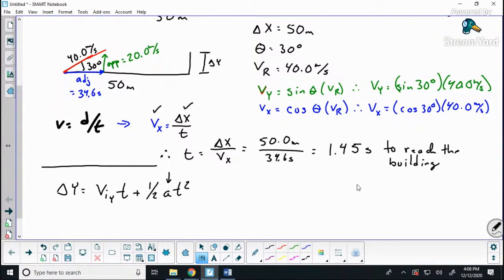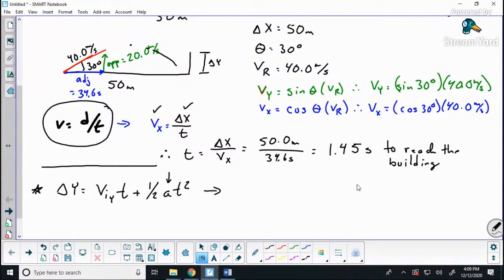I cannot go back to velocity as distance per time and rearrange for distance in the y, because if I took this equation and tried to apply it in the y-axis, it doesn't take into account acceleration due to gravity, slowing that water down to a velocity of 0 and then accelerating it back downwards. This equation, delta y equals v iy times t plus 1/2 a t squared, takes into account that acceleration due to gravity. So now I can start substituting in.